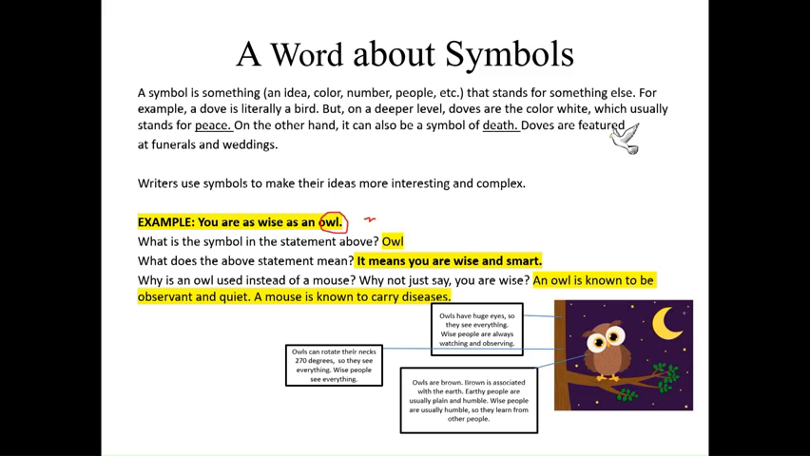So, owls, let's break this down. An owl has huge eyes, right? So, wise people usually see everything, they're usually observant. Owls can rotate their necks 207 degrees. Wise people usually see everything, right? Owls are brown, and brown is a color that represents humbleness. And wise people are usually humble.